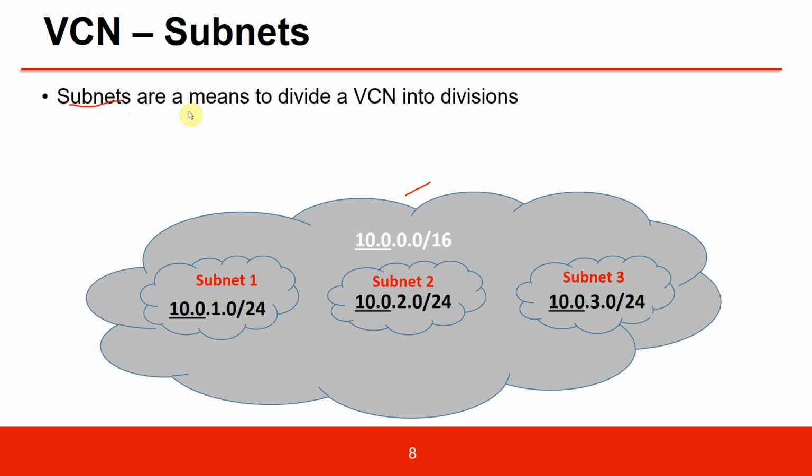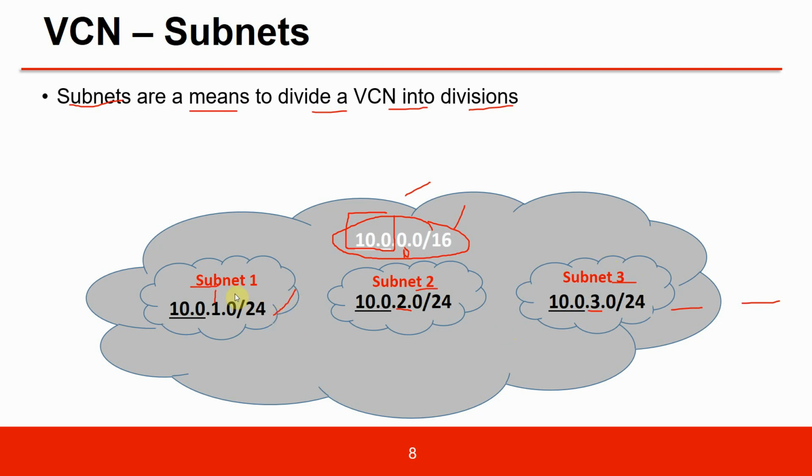Subnets are a means to divide a VCN into divisions. For example, this is one VCN, 10.0.0.0/16. So these two octets will remain fixed. This can change from 0 to 255. So let's say this value is 1, so this will become subnet 1. This value is 2, this becomes subnet 2. This value is 3, this becomes subnet 3. So if we continue like this, we can have 256 subnets, from 0 to 255.